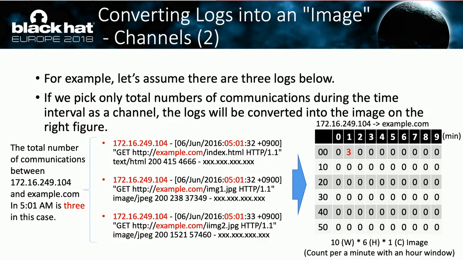Here, let's assume there are 3 logs like this. All communications between 172.16.249.104 and example.com happened at 5:01 a.m. and they occurred 3 times. So they can be converted into a monotone color image if we pick only the total number of communications during the time interval as one channel, like this.